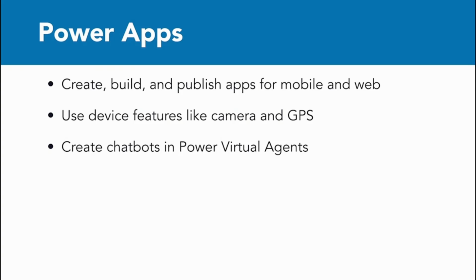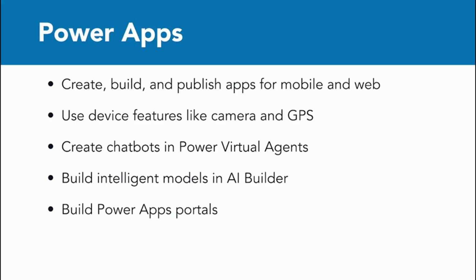The tools to build Power Virtual Agent chatbots are accessible from Power Apps, and Power Apps is also our doorway to the AI Builder, which is used to build intelligent models that are used throughout the Power Platform. And finally, Power Apps is used not just to build applications for mobile and web, but also to build a new type of application called Power Apps Portal.